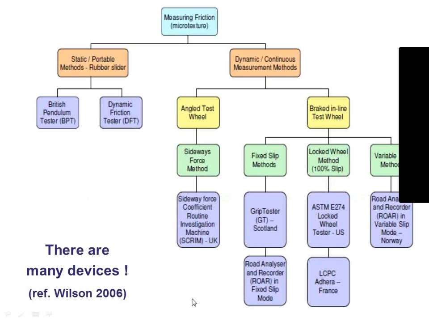We have to contend with the fact that there are a number of devices that have been developed, a number of techniques to measure this thing that we call skid resistance. You can see from the number of blue squares there on the diagram, there's at least 8 there, and there's a few more devices that aren't in this particular diagram at the moment. So there are a lot of devices that measure what we call skid resistance.